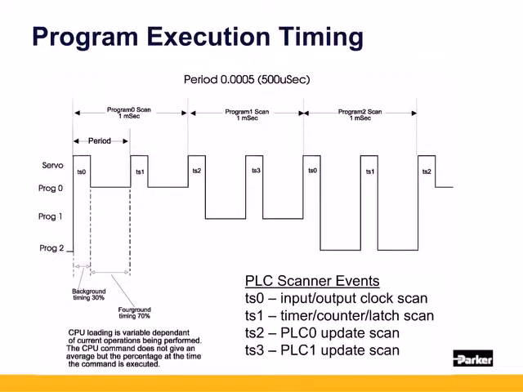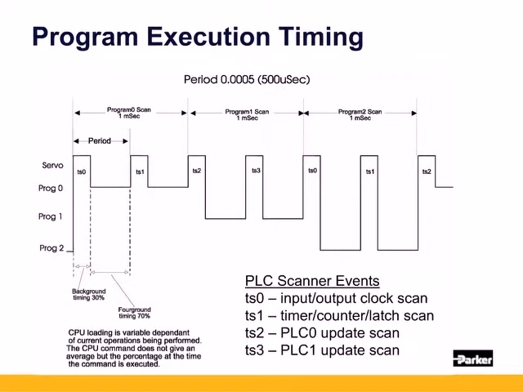In addition to PLC programs, the scanner event list also contains an input-output clock scan and a timer counter latch scan. When a PLC program is run, the controller first compiles the PLC program source and then links the result into the PLC scanner. Compilation takes the PLC program source and generates high-speed machine code specific to the controller's processor. This step requires a certain amount of memory to store the generated code. An error will be generated if there is not enough free memory available to compile the PLC program.